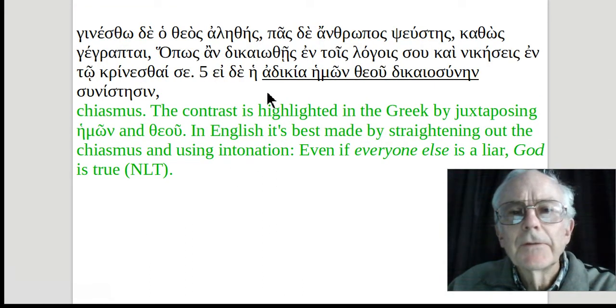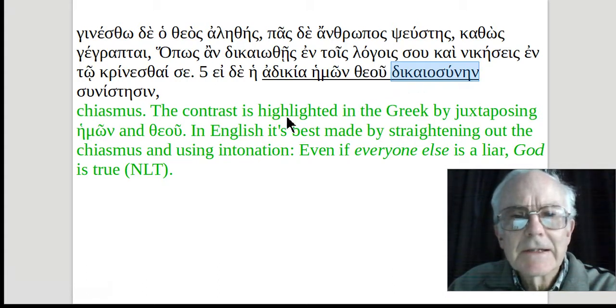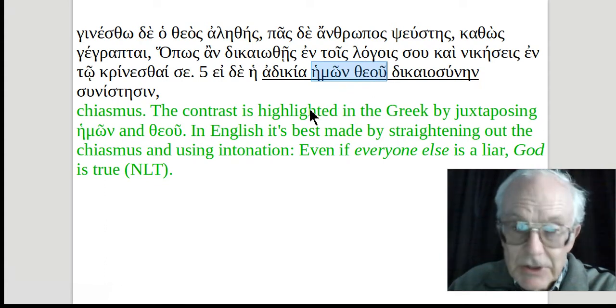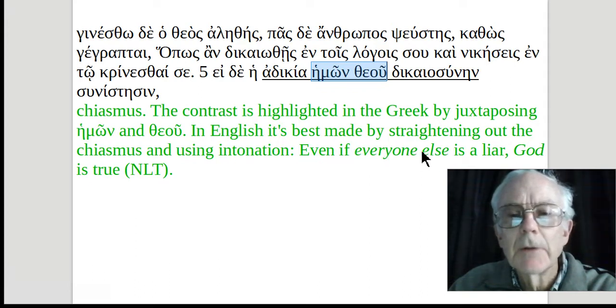Notice here again in verse 5 we have chiasmus, A, B, B, A. The contrast between ours and God's is highlighted in the Greek by juxtaposing those two words, putting them right together. In English, the contrast is best made by straightening out the chiasmus and using intonation, as the NLT, New Living Translation, does, even if everyone else is a liar. These italics are mine just to show the intonation. Even if everyone else is a liar, God is true.